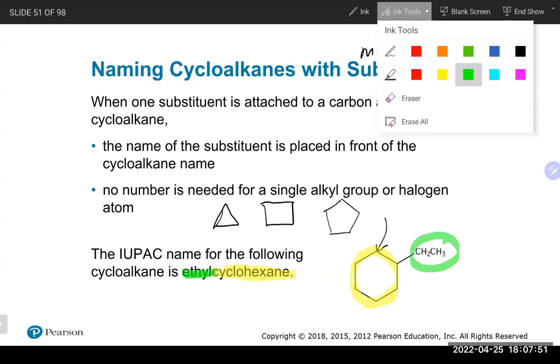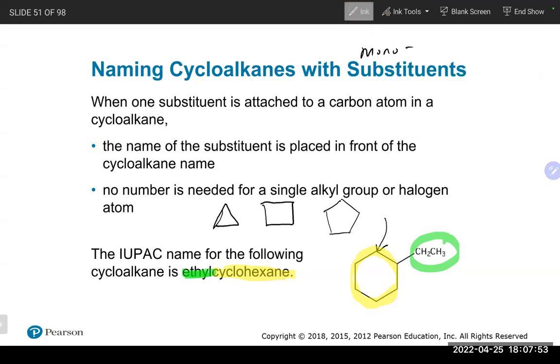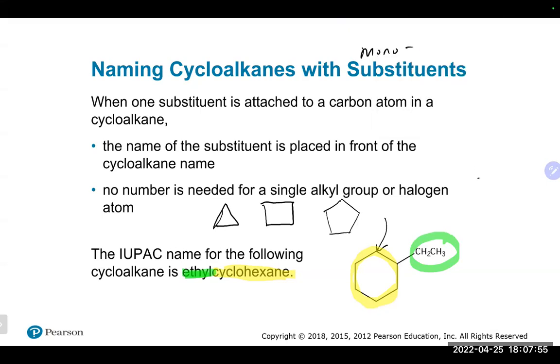Now you may be asking, do you need to give the number as to where that group is located? And the answer is you do not, because it is assumed that wherever that group is, that is lucky carbon number 1. So it doesn't really matter. Even if it was drawn to the carbon up on top, that would then be carbon number 1, and it would still be ethylcyclohexane. You only need to give numbers if there is more than one group attached.